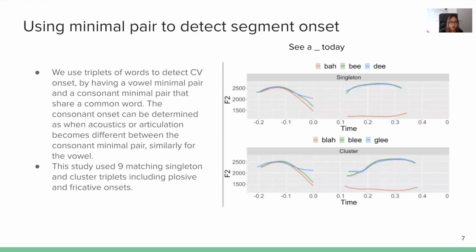In this study, we use triplets of words to detect CV onsets by having a vowel minimal pair and a consonant minimal pair that share a common word. This way, the consonant onset can be determined as when acoustics or articulation becomes very different between the consonant contrastive pair, and similarly for the vowel pair. We use 9 matching singleton and cluster triplets, including ones with plosive and fricative onsets in this study.